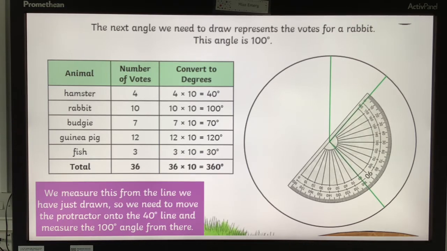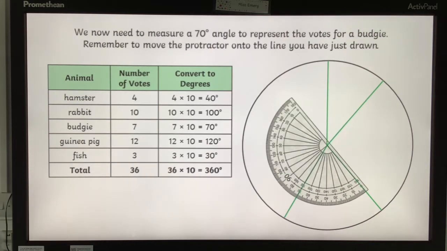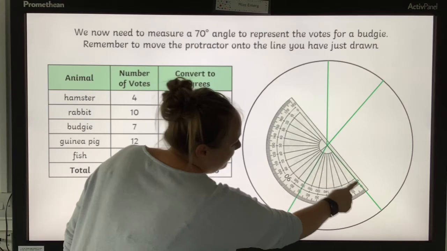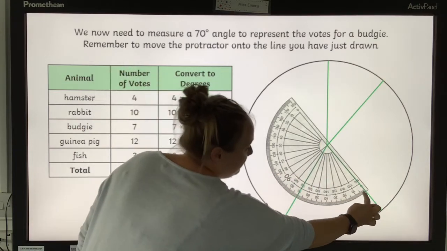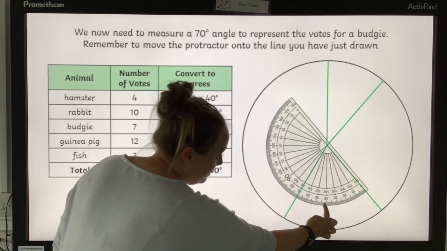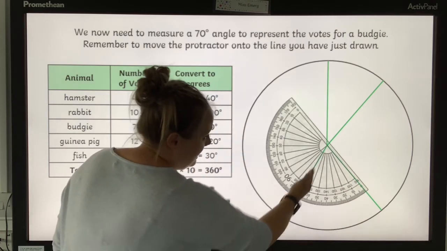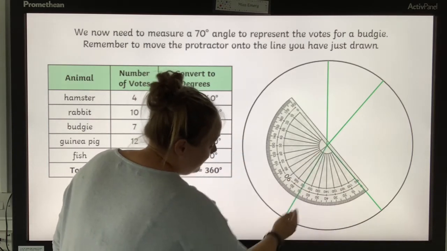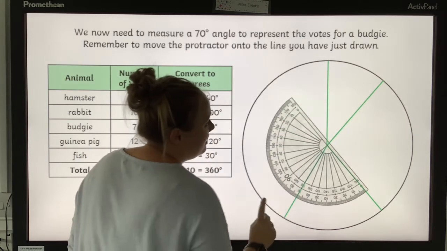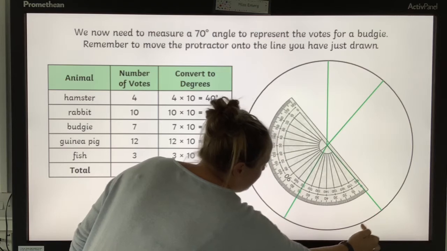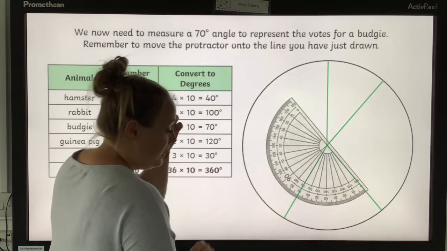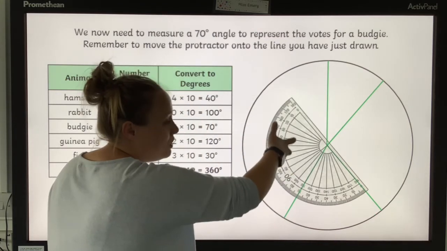So hopefully you've said, we move the protractor so that it lays along the line we've just made for 100 degrees. Because now we're at 0 and we count around 10, 20, 30, 40, 50, 60, 70. Then we draw our new line. So this segment represents 40 degrees, this segment represents 100, and this segment represents 70. Remember to move it every time you draw your new angle.